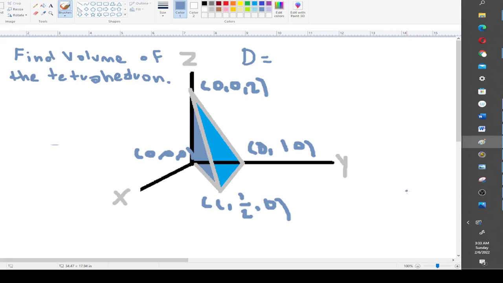Everyone, I have a problem for you today. We're given a figure with this graph, and we're asked to find the volume of the tetrahedron. Okay? So there's obviously a lot of different ways to find the solution of this.